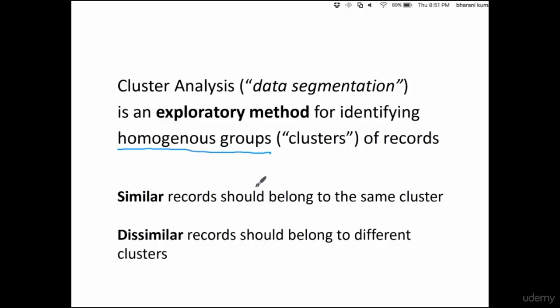So the primary objective of clustering is as follows. Similar records should belong to the same cluster, and dissimilar records should belong to different clusters. If you create a cluster, a group of related products or services or humans or whatever it may be, there has to be a lot of similarity between them, because what are you trying to do? You're trying to group related things together.